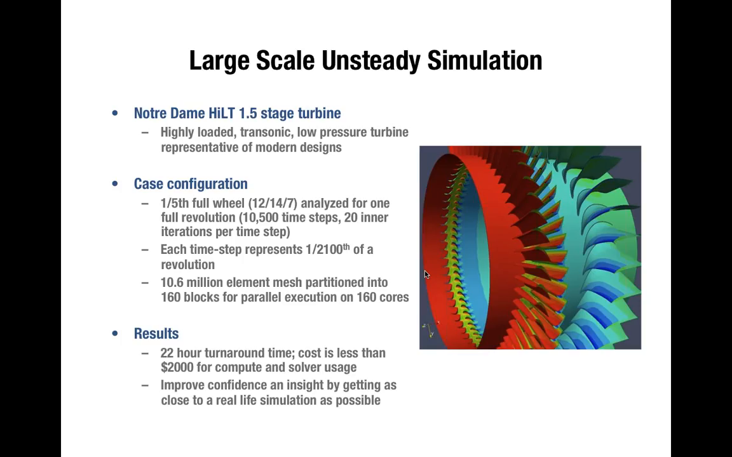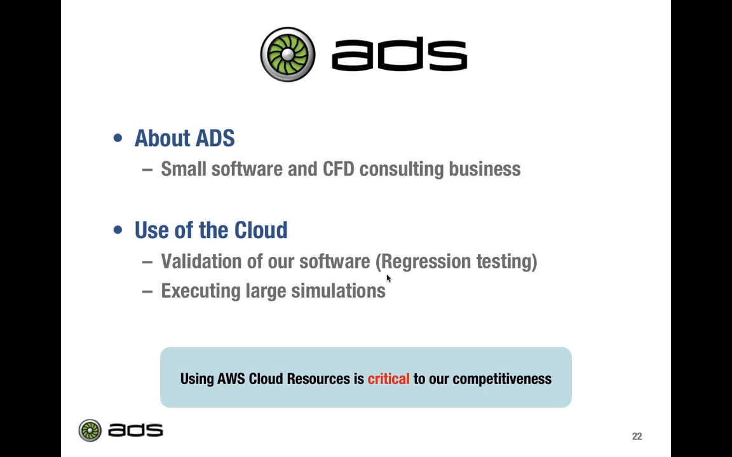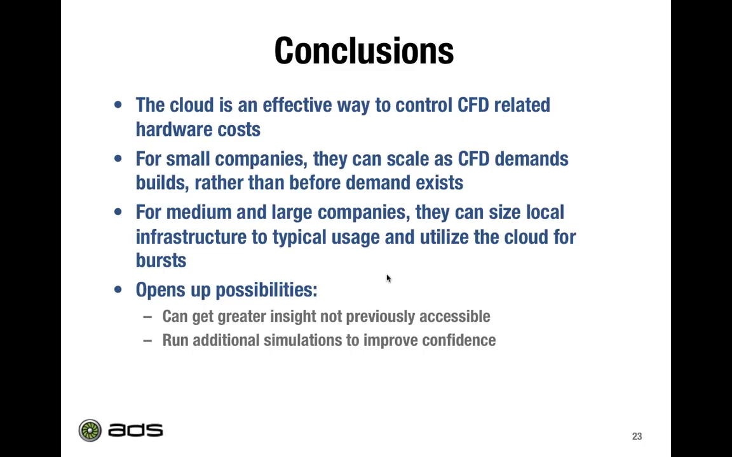In this case, what we have is a 1.5 stage turbine. We simulated this as 1/5 of a full wheel, but you could easily do the full wheel if you needed to. We analyzed it for one full revolution, which was 10,500 time steps altogether with 20 inner iterations. In total, this simulation was about 200,000 iterations. The simulation also had a very high resolution, as each time step really represented only 1/2100th of a revolution.